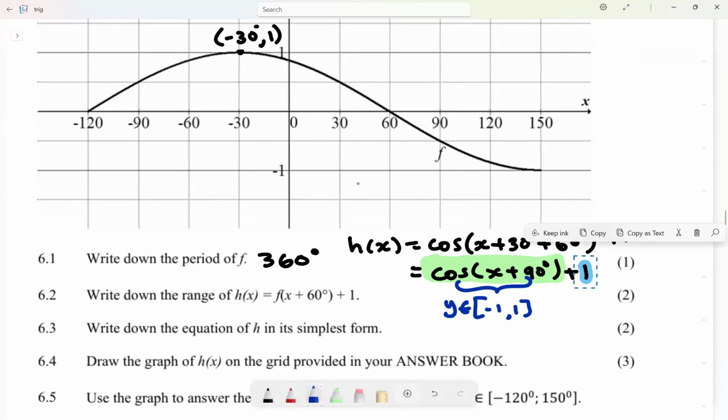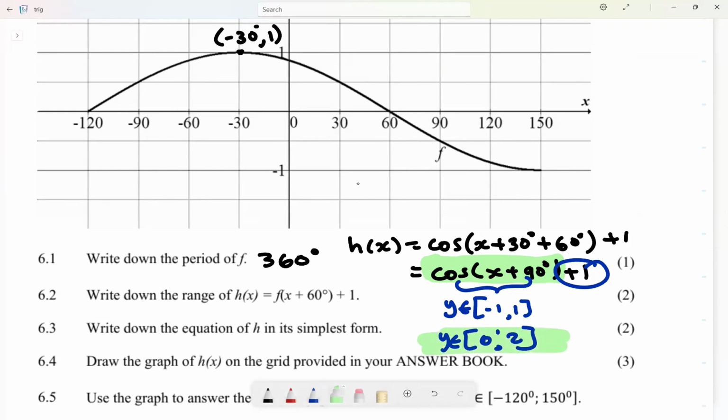But now they added 1, so I need to add 1 to every part of the range. -1 plus 1 is 0. 1 plus 1 is 2. So this is the range of this graph. The answer is y is an element from 0 to 2. We always include the range.